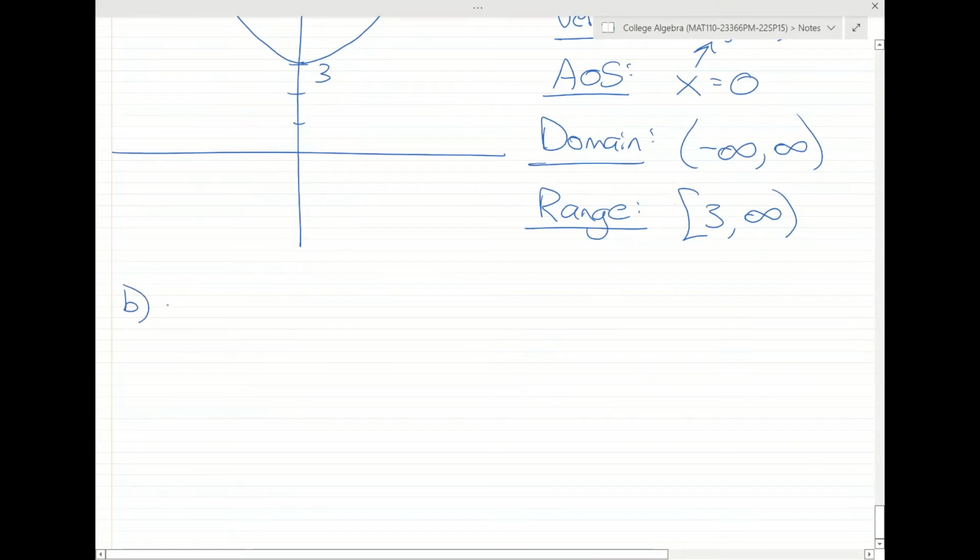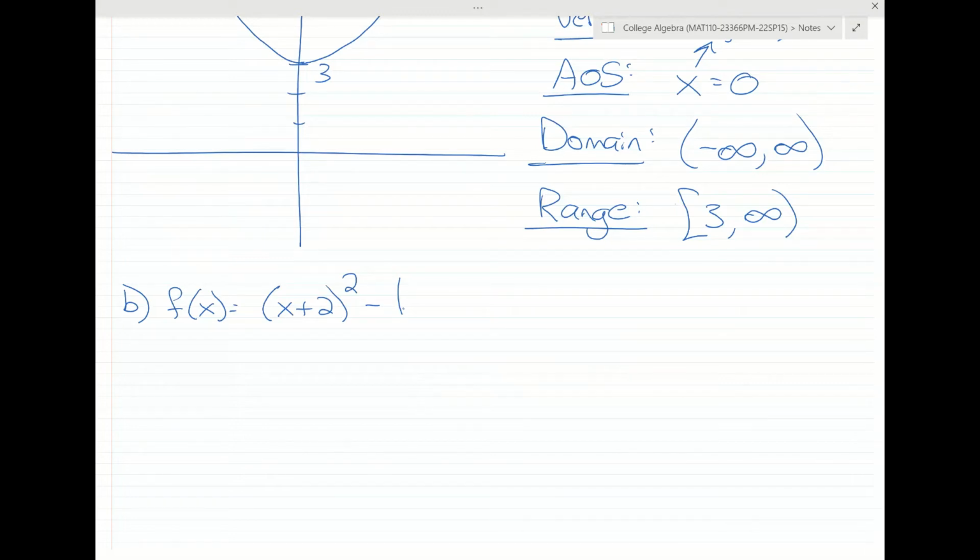What if we had a graph where it says f of x is equal to x plus 2 squared minus 1? So there's a couple things going on here. On the outside, after the square, there's a minus 1. What does that do to the graph? Yeah, it's going to move it down 1. But we also have a number inside the parentheses, which moves it which way?